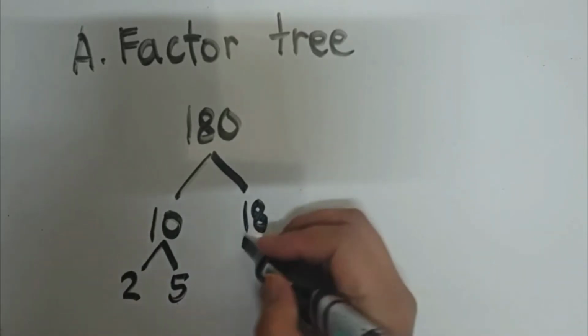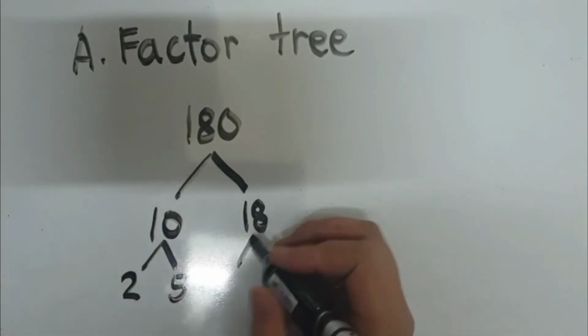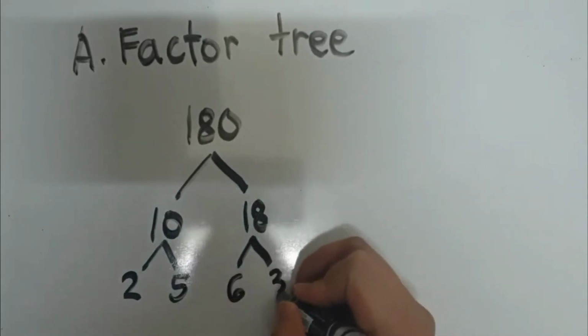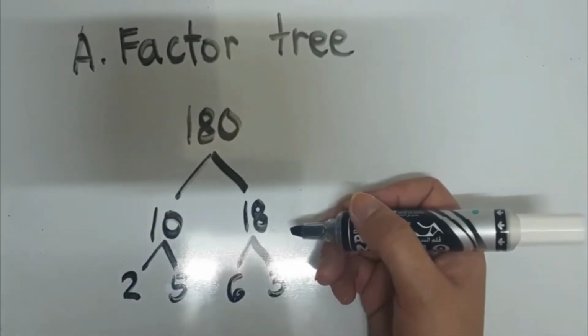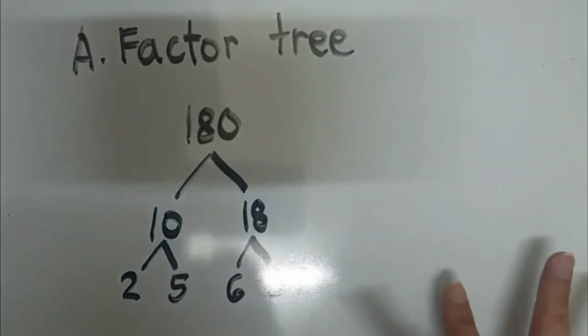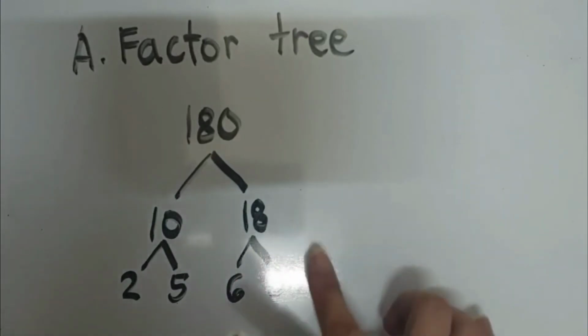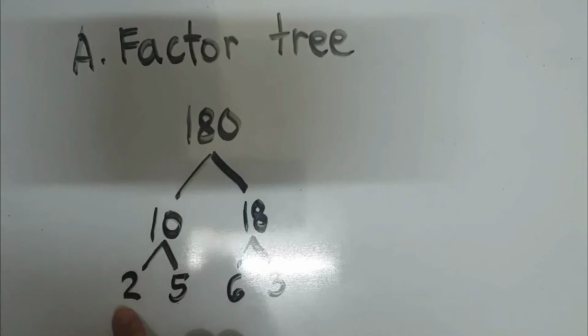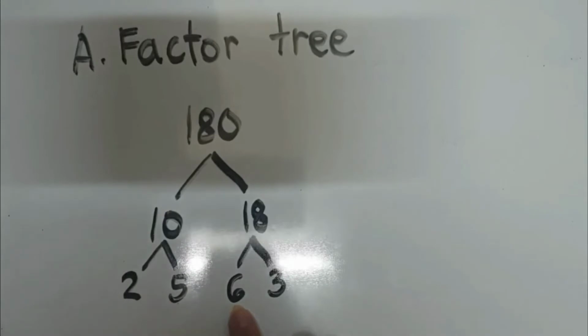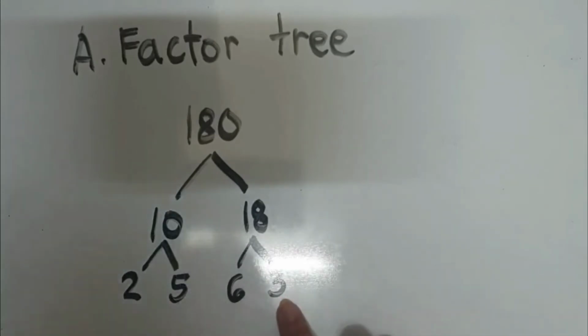And the factors of 18 can be 6 and 3. But there are still other factors like 9 and 2. So you can use other factors as long as that will give you that number. Now let us see. 2 is a prime factor already. 5 is already a prime factor. 6 is not yet a prime factor because there are still other factors aside from 1 and itself. 3 is already a prime factor.